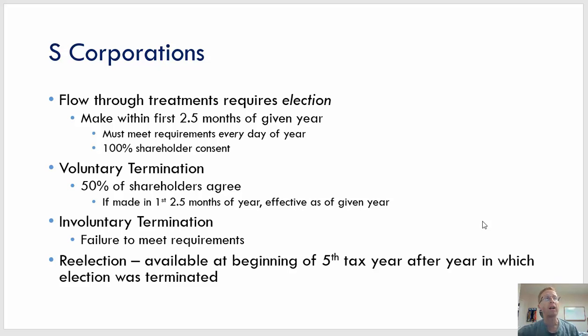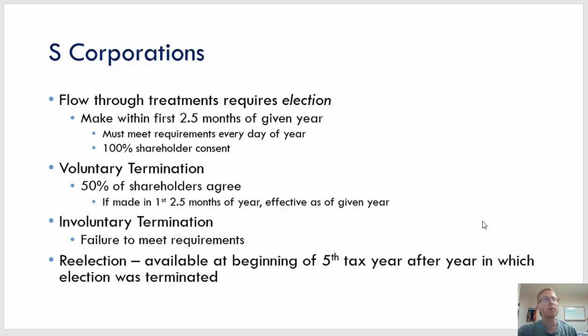Okay, so when you make the election, you make it within the first 2.5 months of the given year in which you want the election to be effective. You have to meet the requirements every day of that year, and you have to have everybody agree to it. Why? Because you're going to take on some flow through debt requirements. So you have to have everybody on board.